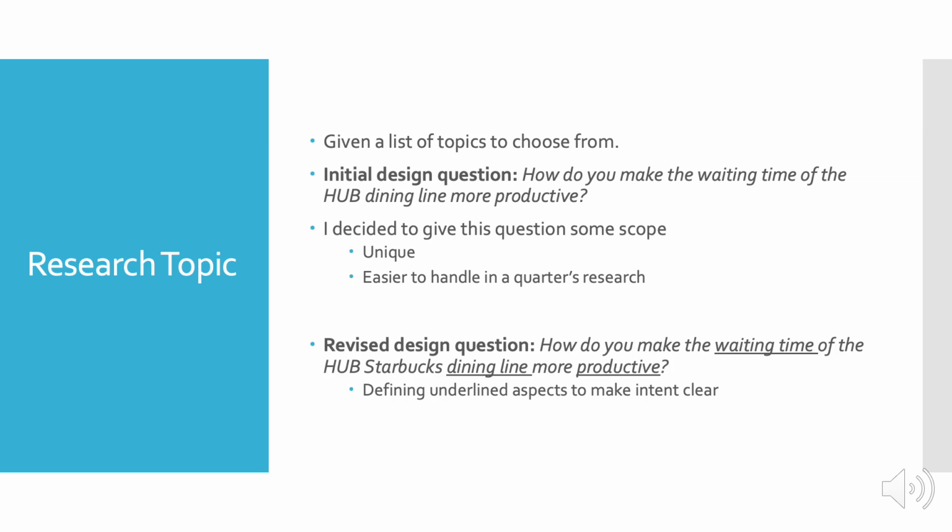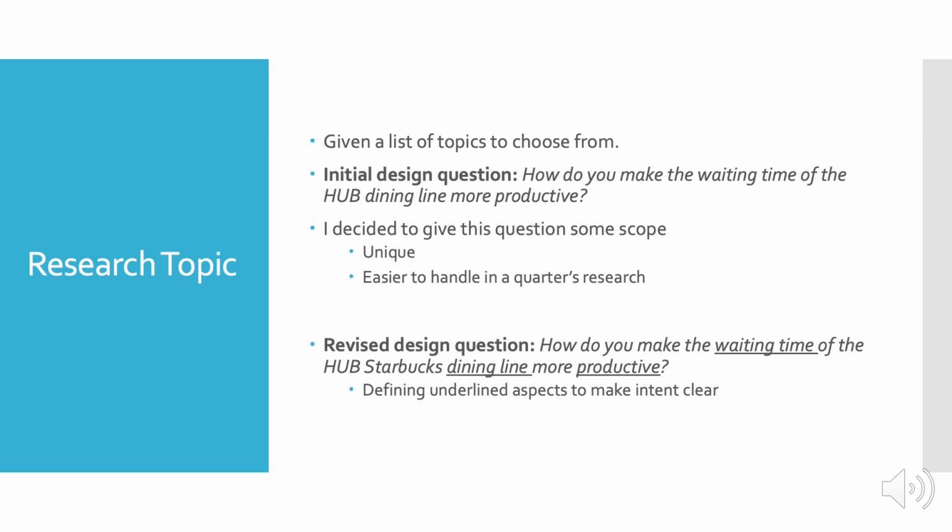So choosing my research question was a little bit of an iterative process. We were essentially given a list of topics to choose from, and the initial design question was, how do you make the waiting time of the hub dining line more productive? I thought we needed to give this question some scope because I wanted my question to be unique from other people deciding to take this route, and I wanted it to be easier to handle in a quarter's research.